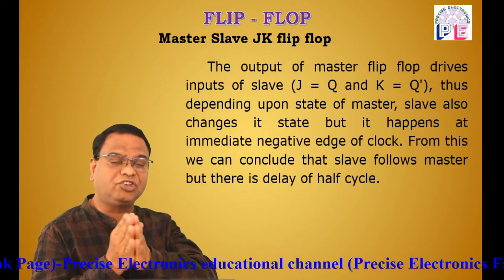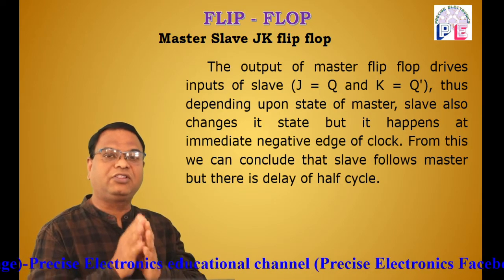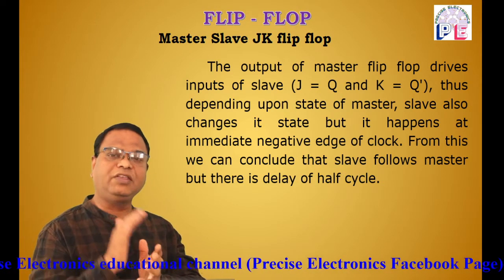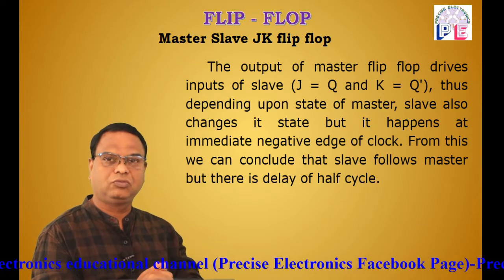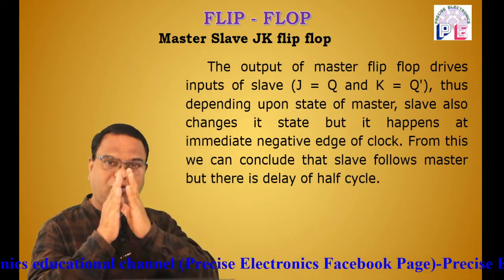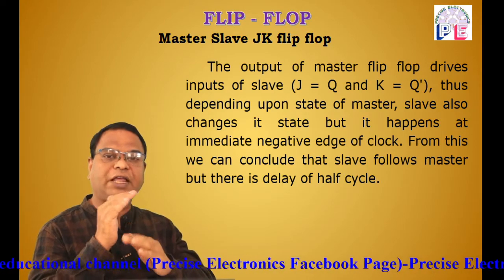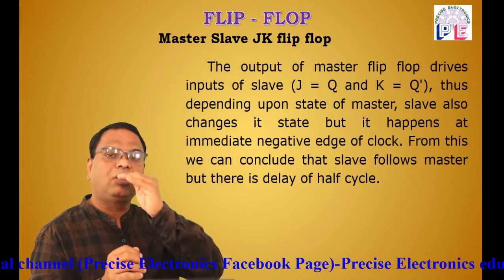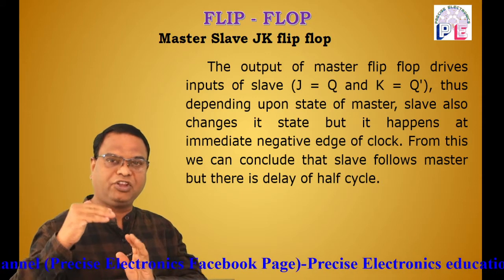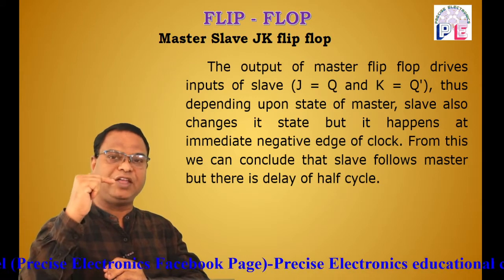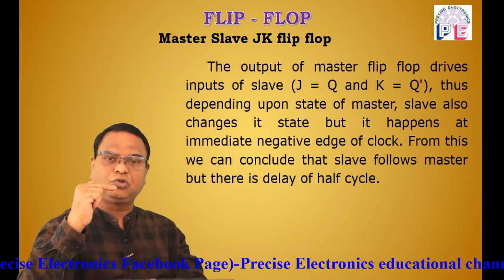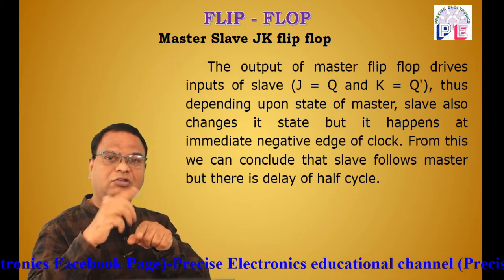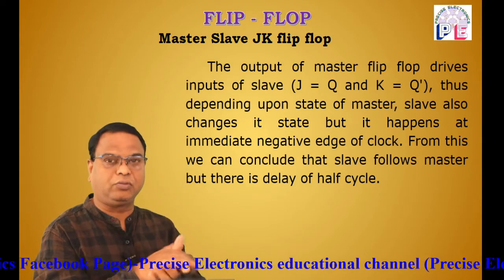But this transition of state occurs at the negative edge of the clock pulse, because the slave is a negative edge triggered JK flip-flop. That means if the master is in set mode, the slave also goes into set mode, but there is a delay of half cycle, because the master is positive edge triggered. So at the positive edge of the clock pulse, the master enters into set mode, but at the negative edge of the clock pulse, the slave also goes into set mode.